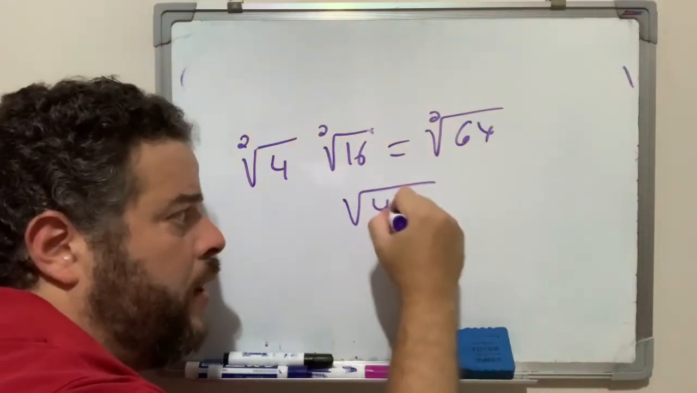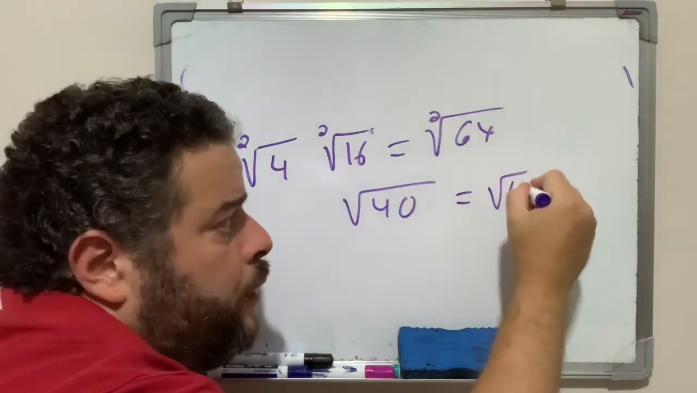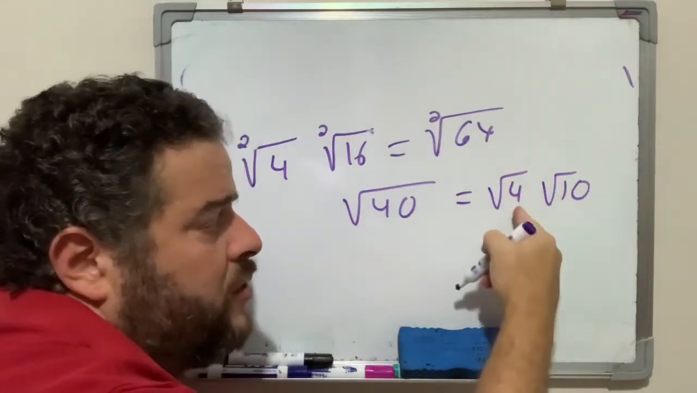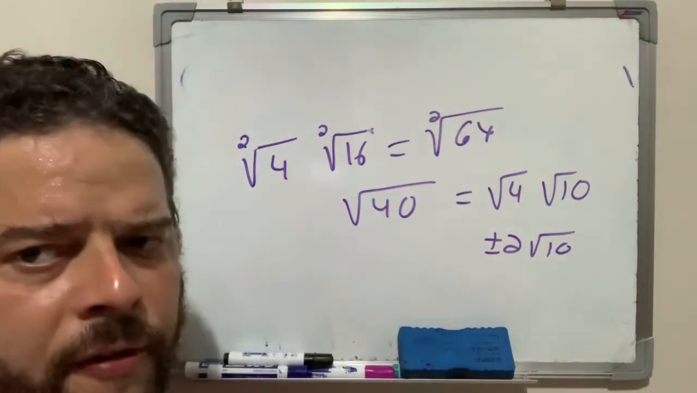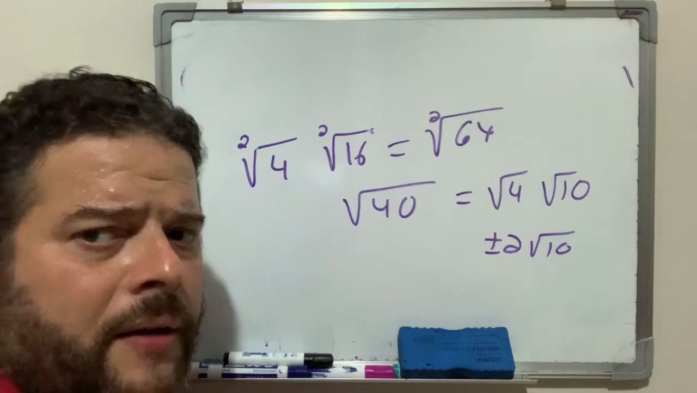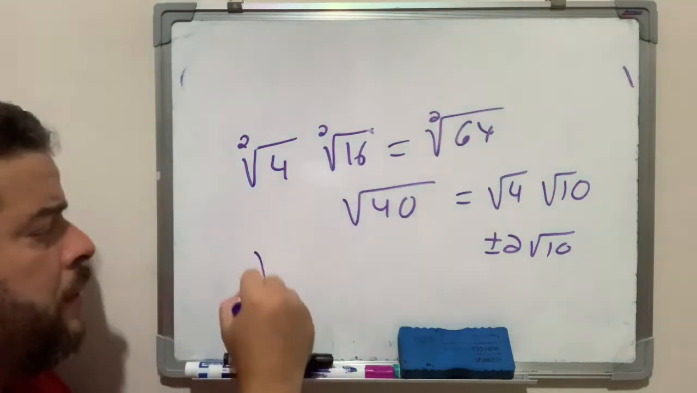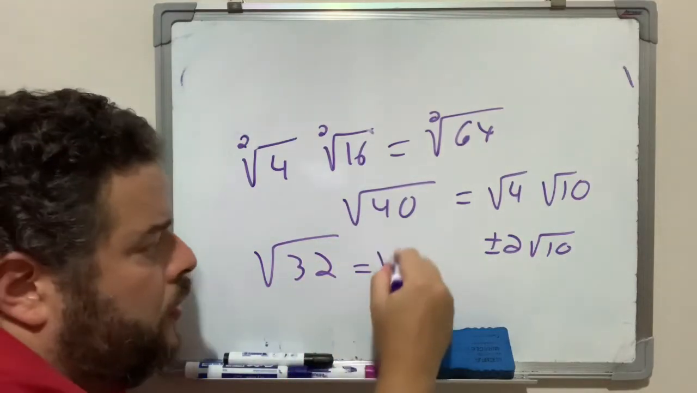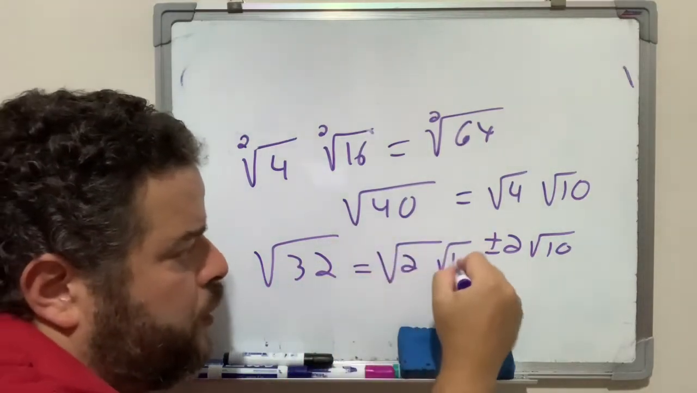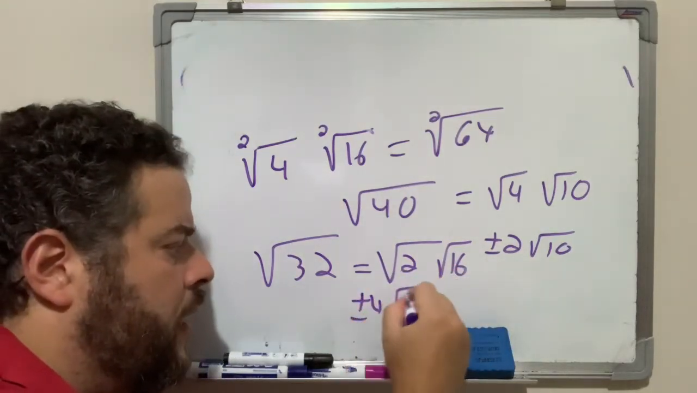For example, the square root of 40, you can break it up into the square root of 4 and the square root of 10. The square root of 4 is positive, negative 2, and then you can simplify the 40. So again, you can break numbers however you want. For example, the square root of 32. You can just do the square root of 2 times the square root of 16. The square root of 16 is positive, negative 4. And there you go.